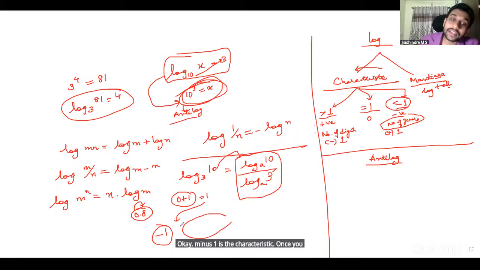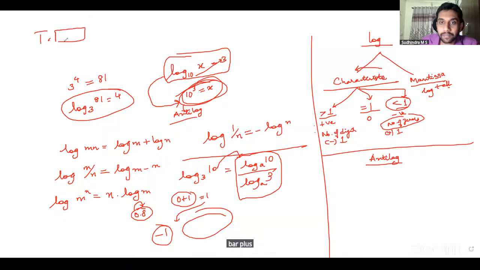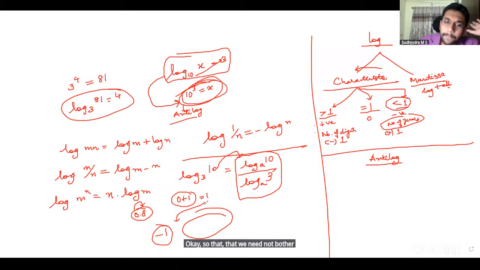Once you get the mantissa, then while presenting the logarithm, those who have learned logarithms would have written it as 1 bar plus the mantissa. Okay, so that we need not bother about. But how do I get the characteristic? For 0.8, it would be minus 1.